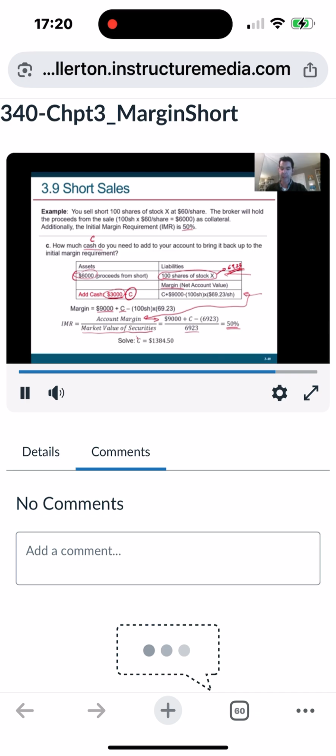I solve for C, and this is the amount of cash that they would make me add to my account, $1,384.50. As long as I do that, I can stay in the trade because I moved it back up to the initial margin requirement. If I don't do that, then they're going to cover my short position, and I'm going to be out of the trade, and they're going to take those shares back. Okay, so this is how you do margin calculations for a short sale.